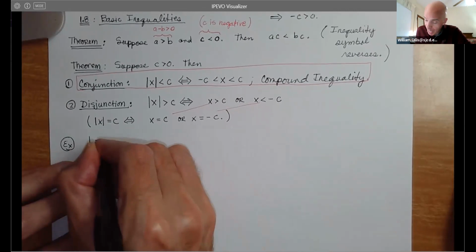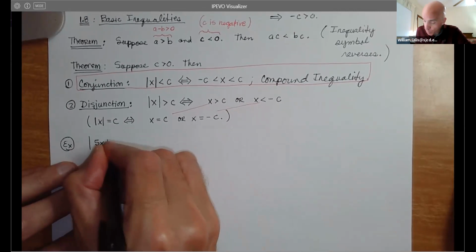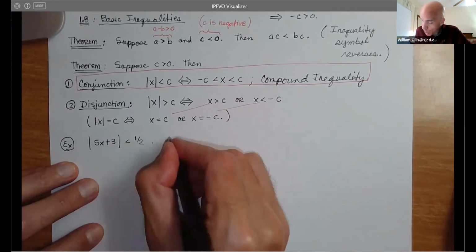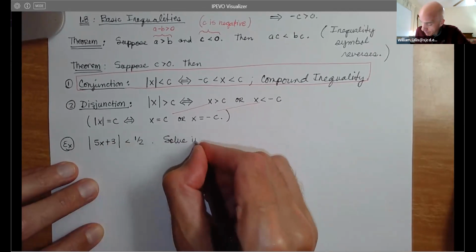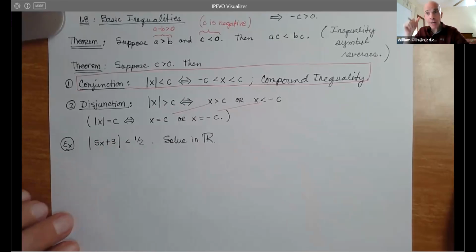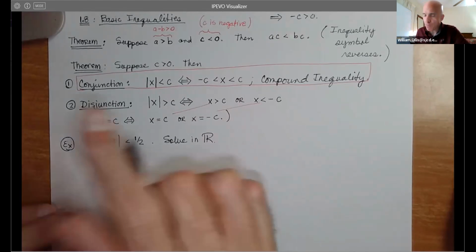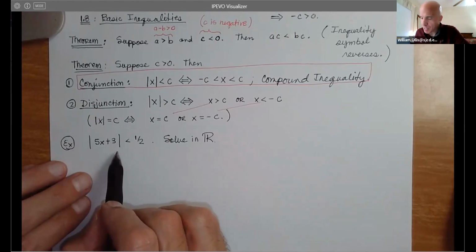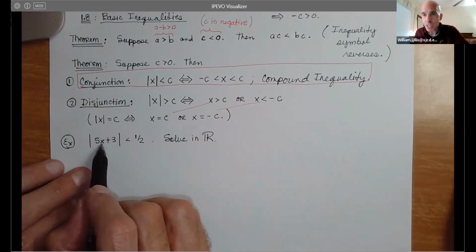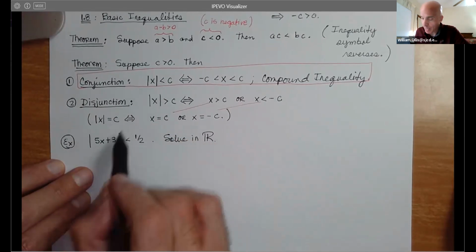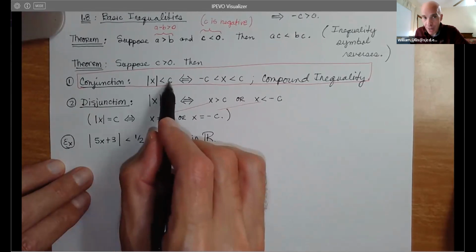So for instance, say we have the absolute value of 5x plus 3 is less than 1/2. And we want to solve this in the real numbers. Now, what I want to point out here is that this is like using any formula, like in a science class or in a math class, an identity. You have to make sure that the form is correct. So when we look at this, we see this form is preserved. That is, x has been replaced with 5x plus 3. So we have the absolute value of some expression, like we have here, less than some positive number, like we have here.